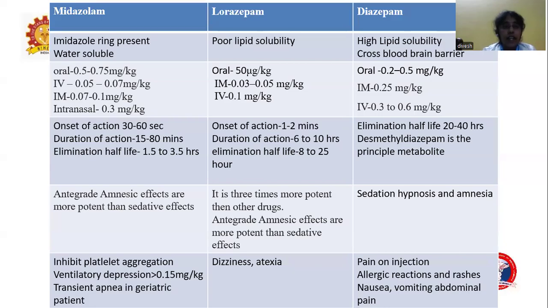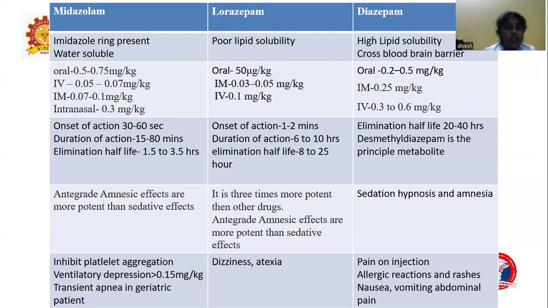We'll discuss separately about each drug, that is about midazolam, lorazepam, and diazepam. Okay. First, midazolam. Midazolam belongs to the imidazole ring. It is a water-soluble drug. The dose of midazolam orally is 0.5 to 0.75 mg per kg. IV, it is 0.05 to 0.07 mg per kg. And IM, it is 0.07 to 0.1 mg per kg. Intranasally, it is given at the dose of 0.3 mg per kg.